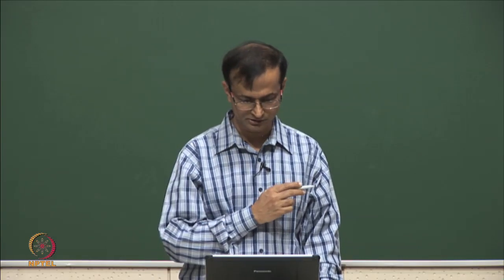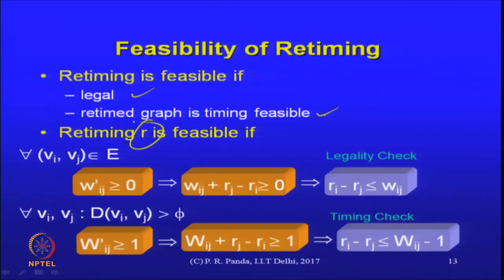So after all this, we are just saying that the retiming vector R is feasible if that's the case. First one is for all ij belongs to E, means for every edge that is there, the new edge weight should be greater than or equal to 0. The new edge weight, wij prime, was the old edge weight plus rj minus ri, and that is greater than or equal to 0. This is my legality check. The r's I do not have yet, but whatever r's I choose, the legality check means this has to be respected.